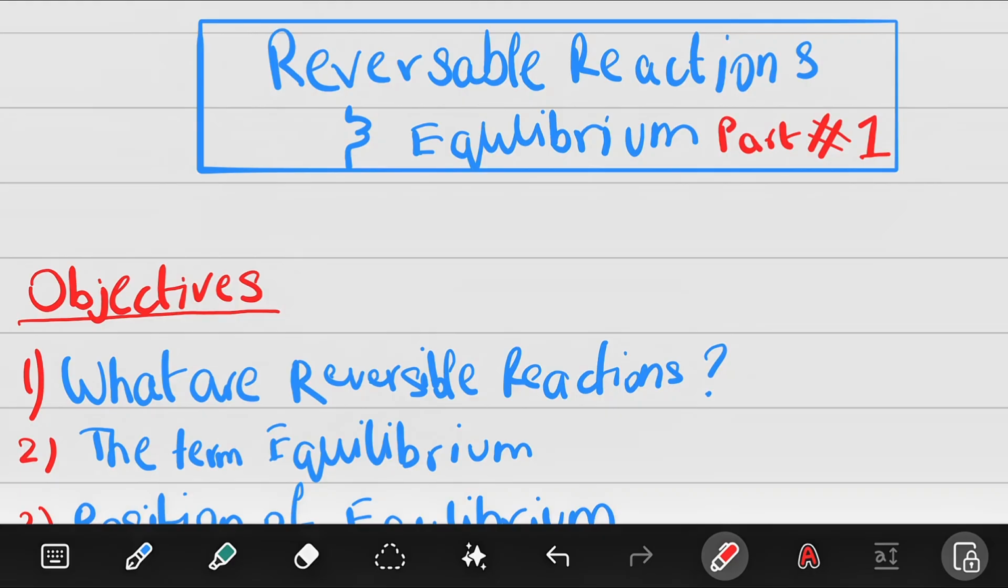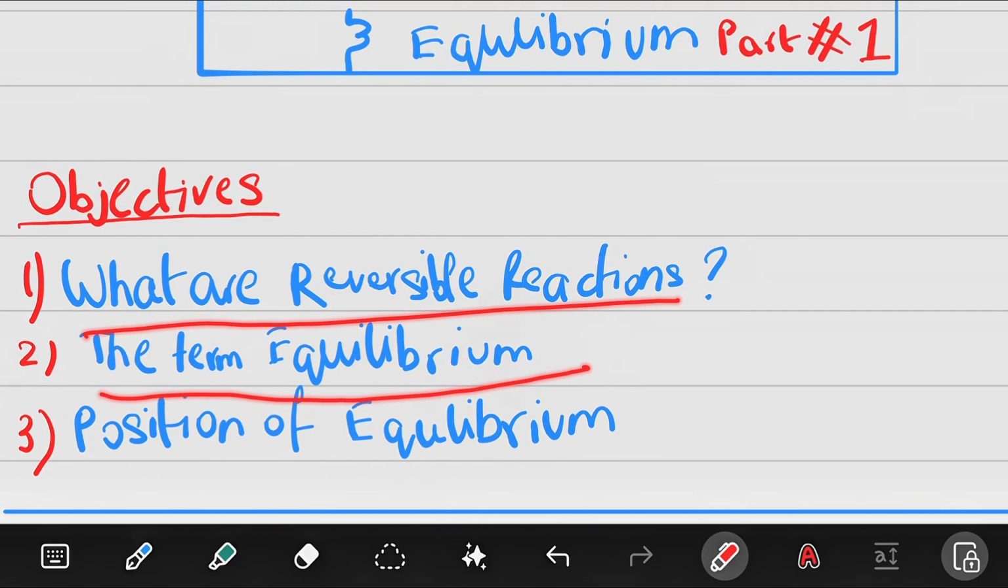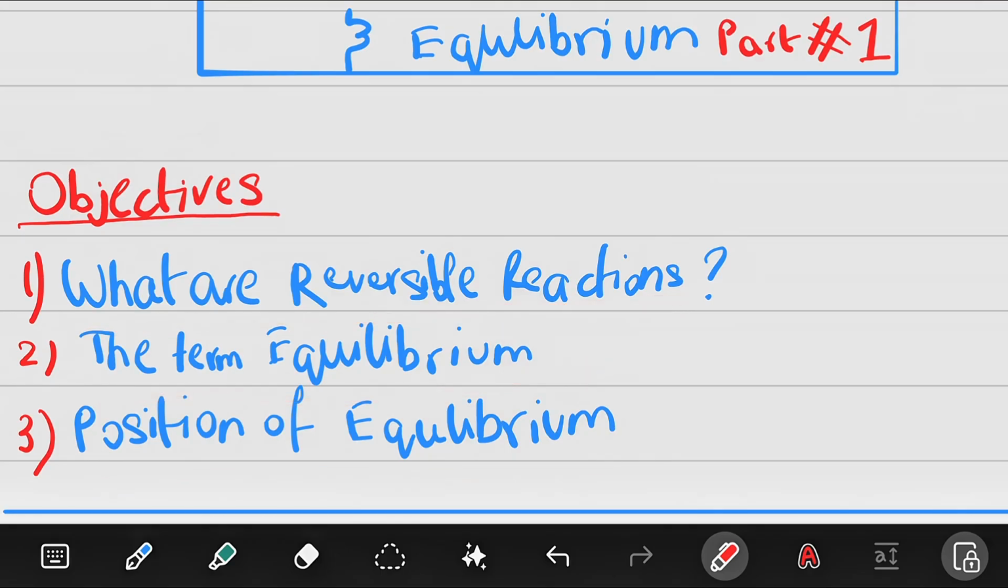So in today's video, we're going to be starting a brand new topic called reversible reactions and equilibrium. And the objectives for today's lesson are: what are reversible reactions, what do you mean by the term equilibrium, and what does position of the equilibrium mean. So let's just start right away.